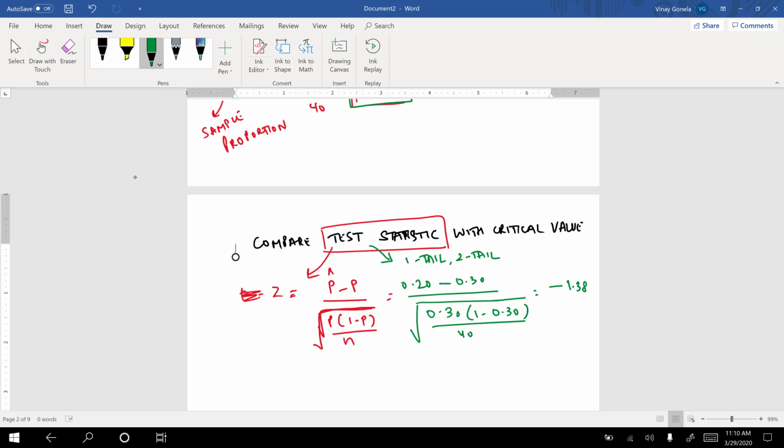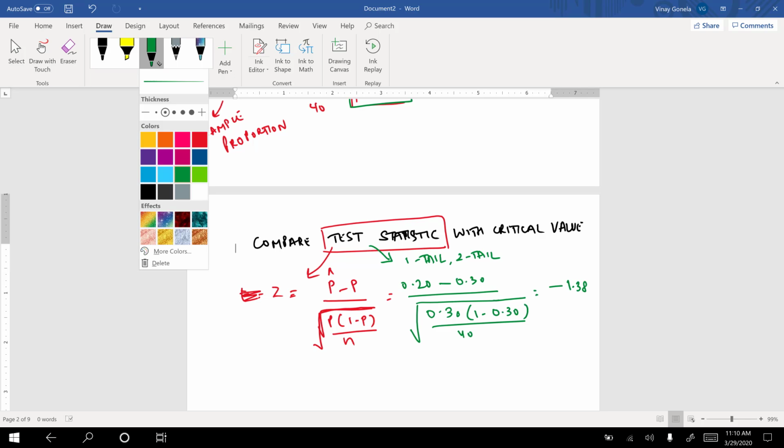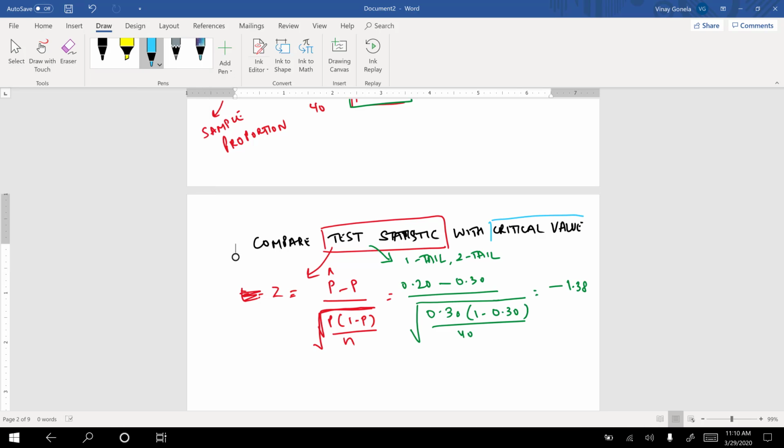Now the next step would be to determine the critical value. As we know, this is a one tail problem. The critical value will be Z alpha. If it would have been a two tail problem, it would be Z alpha over 2. So this is for two tail, and this is for one tail.